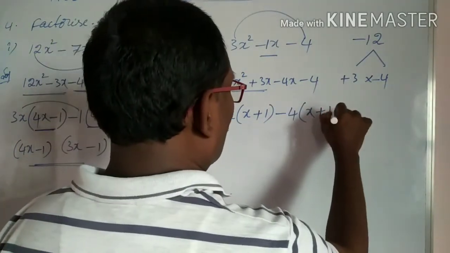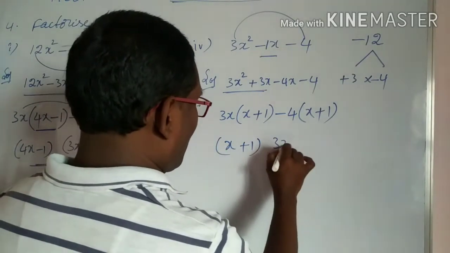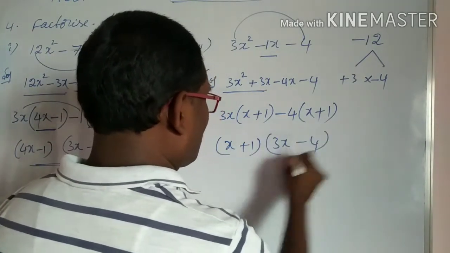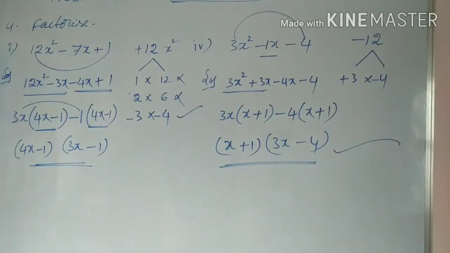4 by 4, how many times? 1 time. x plus 1, x plus 1. So x plus 1 into 3x minus 4. These are the factors. Please make a note.